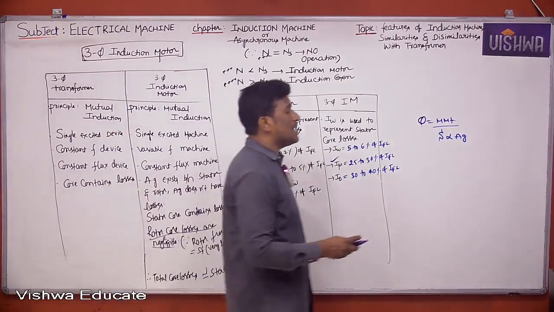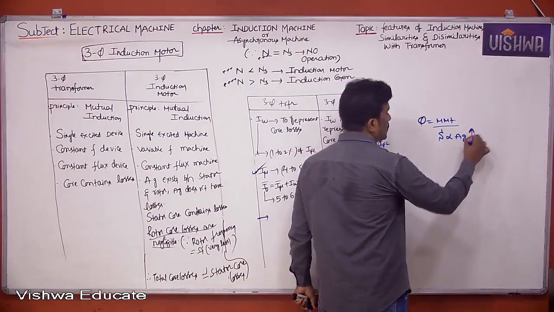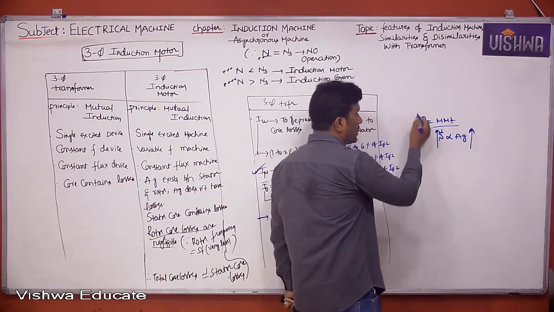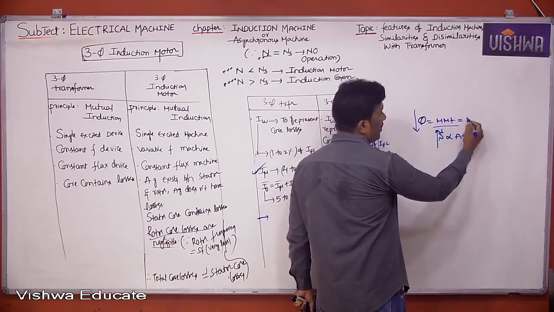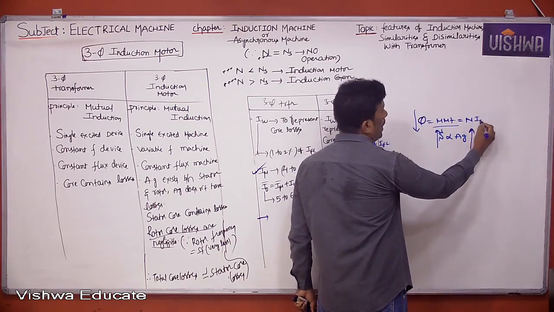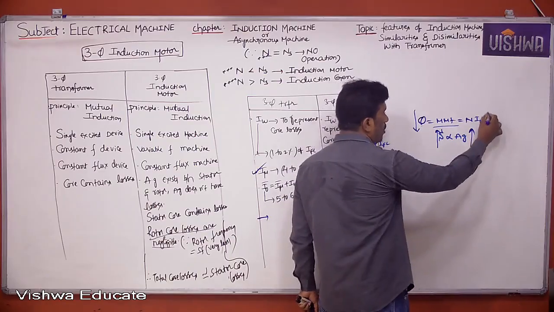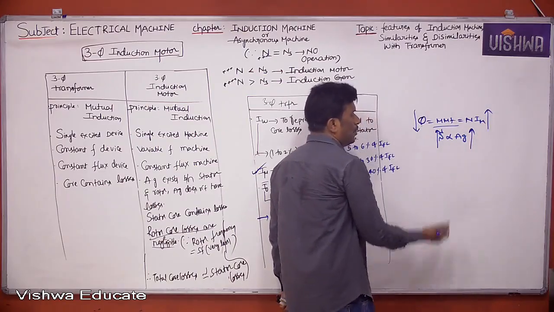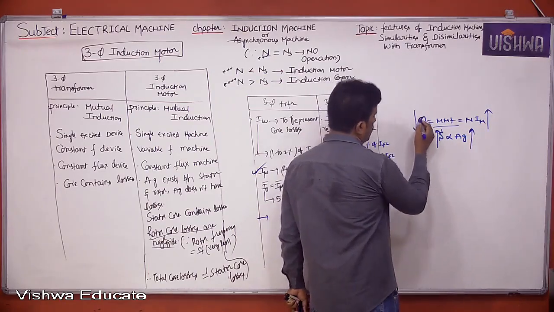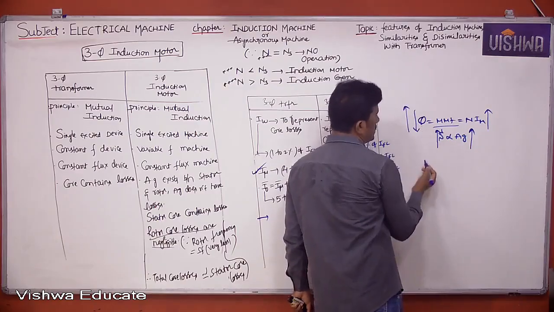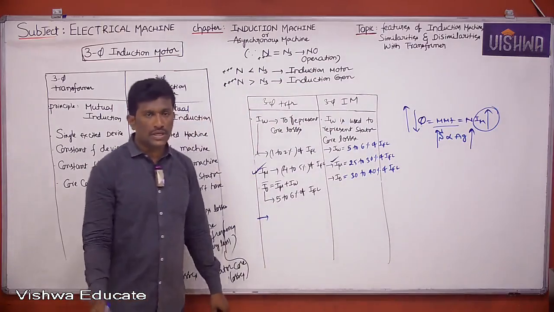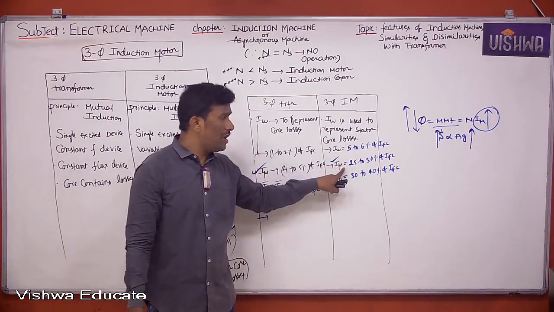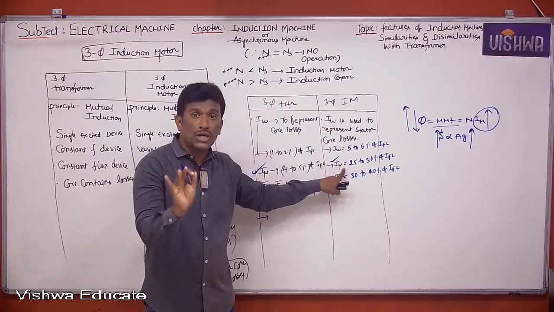Air has high reluctance. Whenever an air gap is there, reluctance is more, so flux will be less. So to maintain this flux constant, what is the formula for MMF? Number of turns into I mu. I'll require a larger amount of I mu. Whenever flux is reduced, to increase this flux, the requirement of I mu is very, very large. Very simple reason. Why is the requirement of I mu very large in an induction motor?